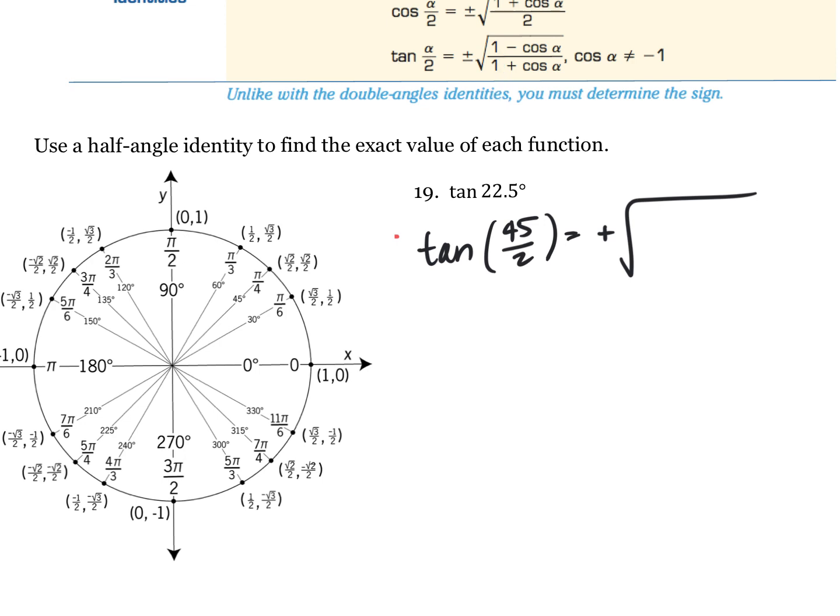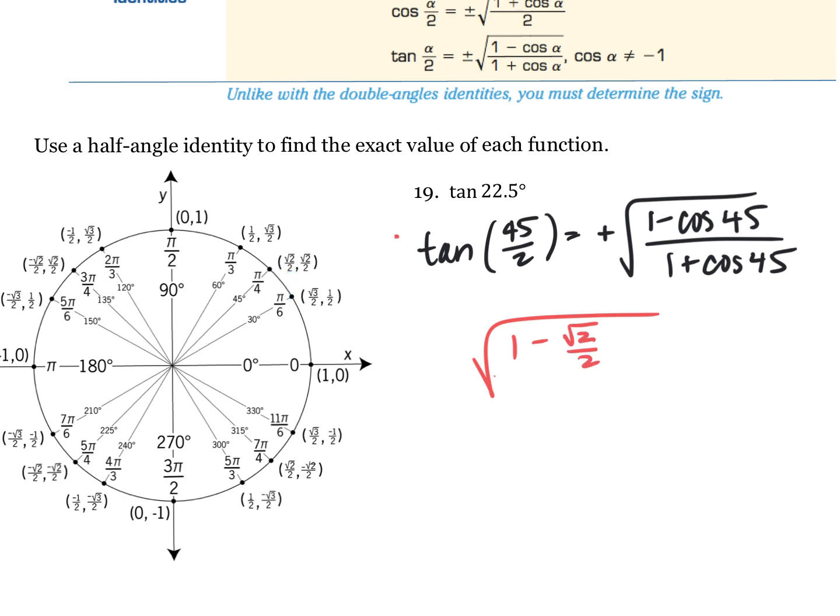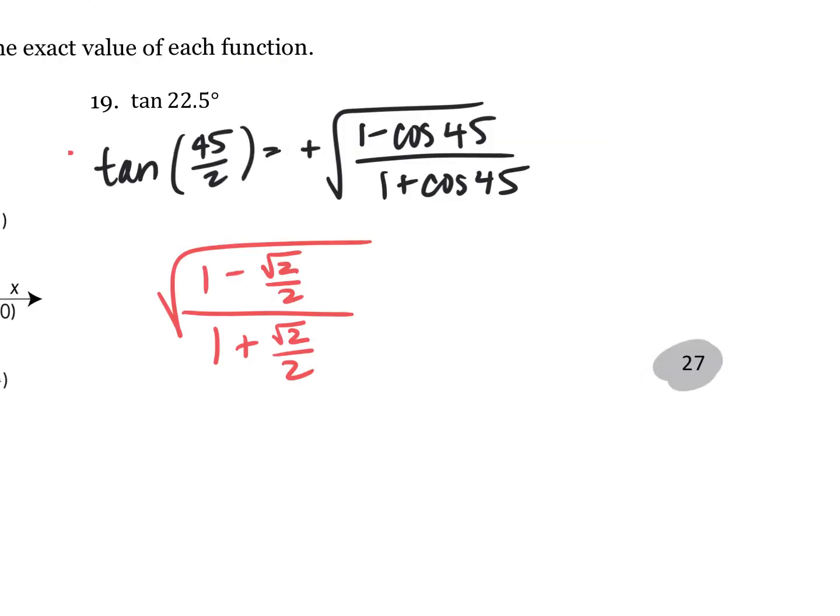Here's our formula: 1 minus the cosine of my alpha. What's my alpha here? 45. Over 1 plus cosine of 45. We can't cancel those out because there's addition. Let's simplify it. What is cosine of 45? The x value at 45 degrees, root 2 over 2. So 1 minus root 2 over 2, divided by 1 plus the same x value, the cosine of 45, another root 2 over 2. Okay, here we go.